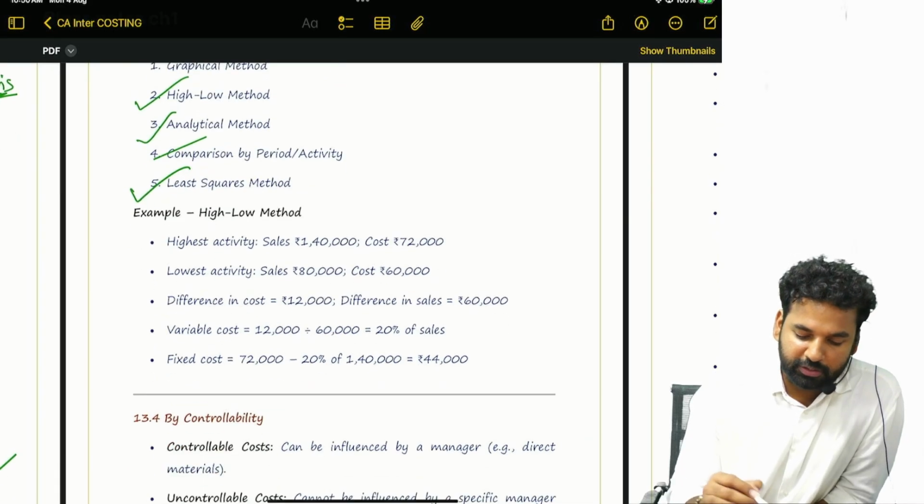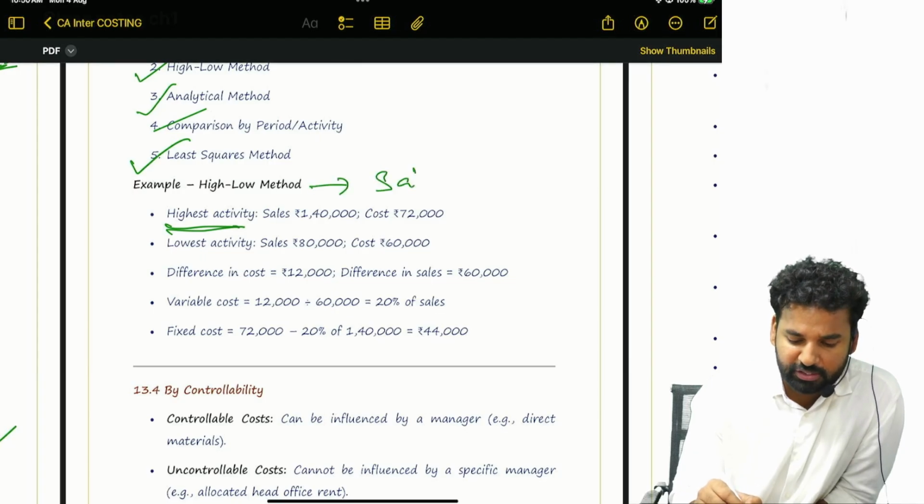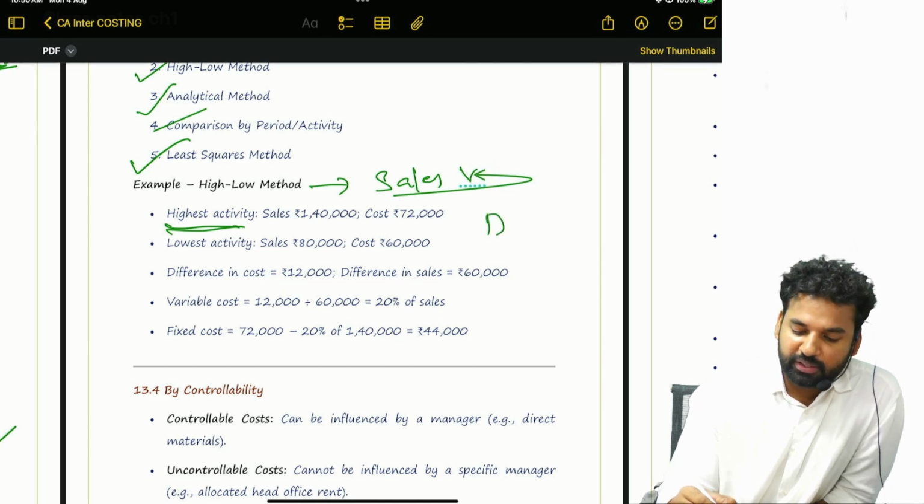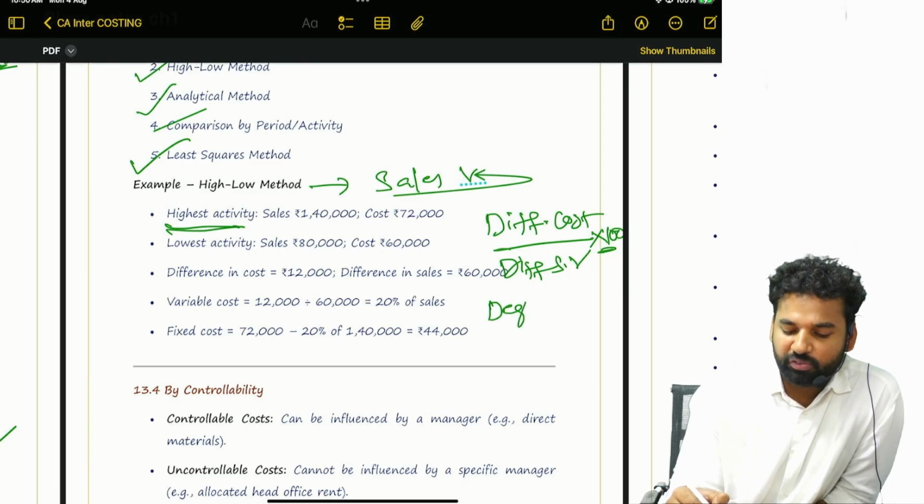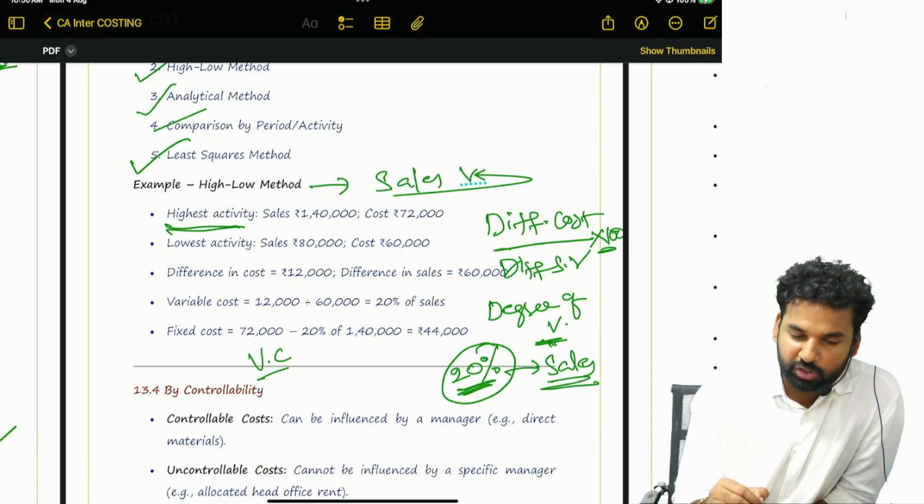Okay. So high-low method, what you have to do? Highest activity. So see, this method will be used whenever there is sales value given. In high-low method, you have to take out the difference in the cost, and the difference in the sales value. On that, what is the ratio you have to find? So that is what is called degree of variability. Whenever you are getting degree of variability, let's say it is 20%, that 20% will be on sales. Variability will be on sales. Then you will get variable cost. If you are getting variable cost, from total cost you remove variable cost, you will get fixed cost.